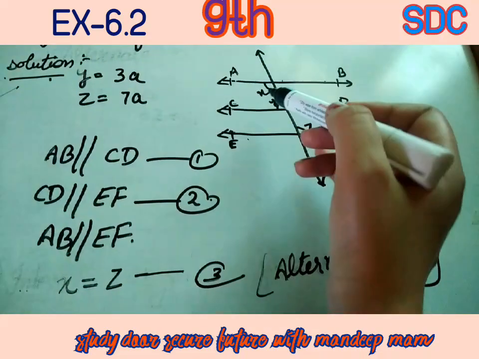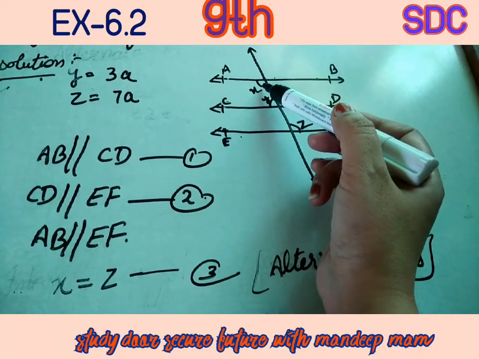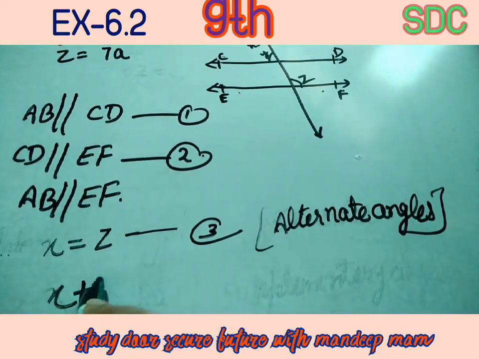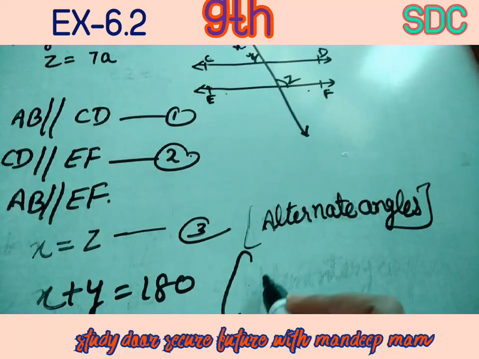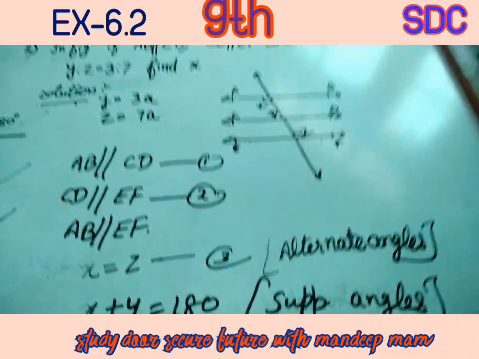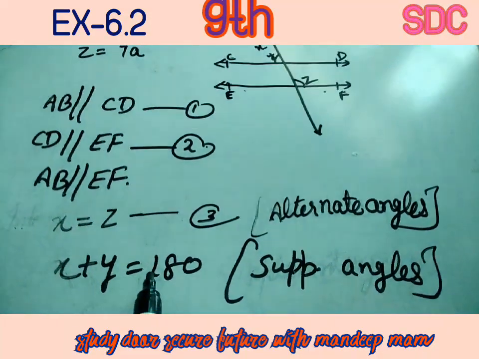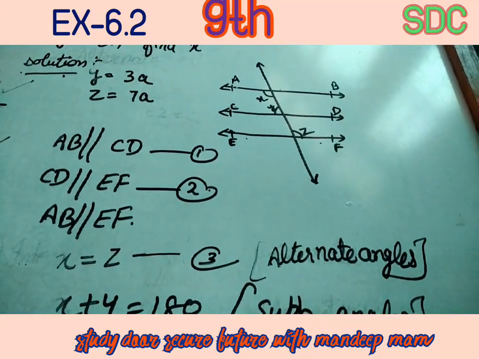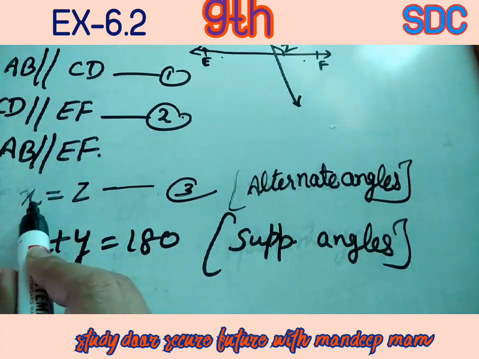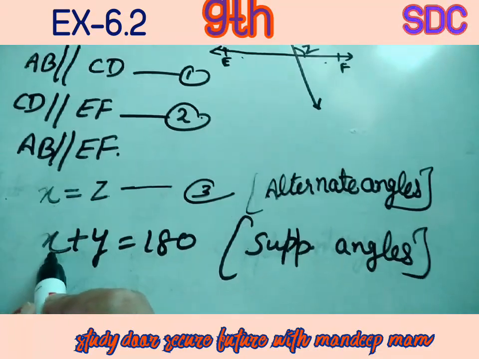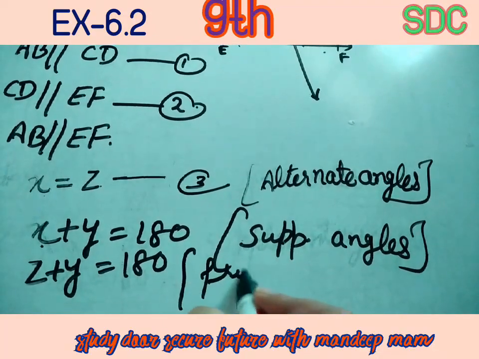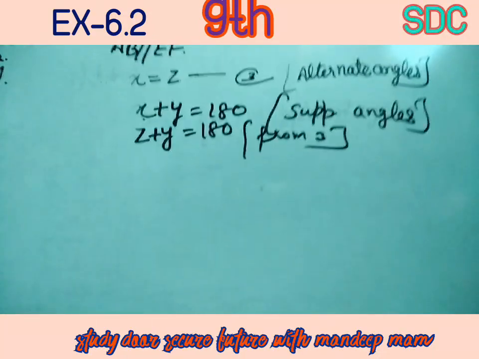Now we will look at this figure again: angle X and angle Y are supplementary angles. So X plus Y will be equal to 180 degrees. Our reason is supplementary angles. Now Z plus Y: we can write that the value of X is equal to Z, so Z plus Y will be equal to 180 degrees. Our reason is from 3.